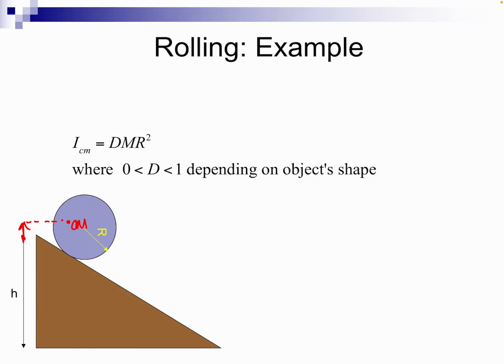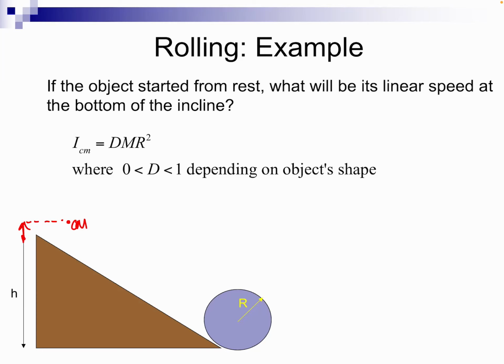It rolls down the incline. It rolls, it does not slip. That means there's friction in the incline that causes the object to roll. We want to find the object's linear speed at the bottom of the incline if it started from rest.